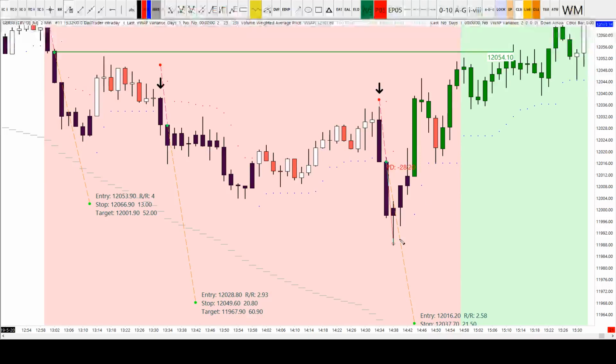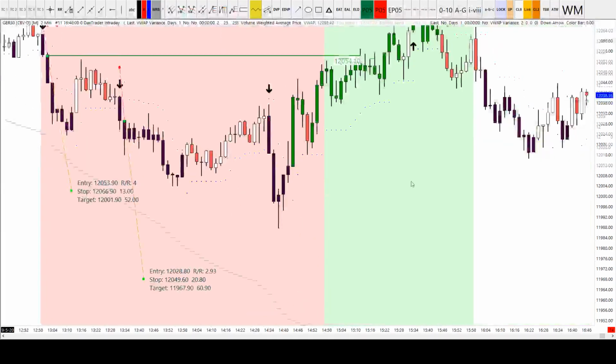More like 30 points. So it would have given you the opportunity to move your stop loss to break even, which would have been taken out on this bullish candle here. Otherwise, it would have just wiped your stop loss out, which also happens. One of those things. So it was a pretty good day for that yesterday.